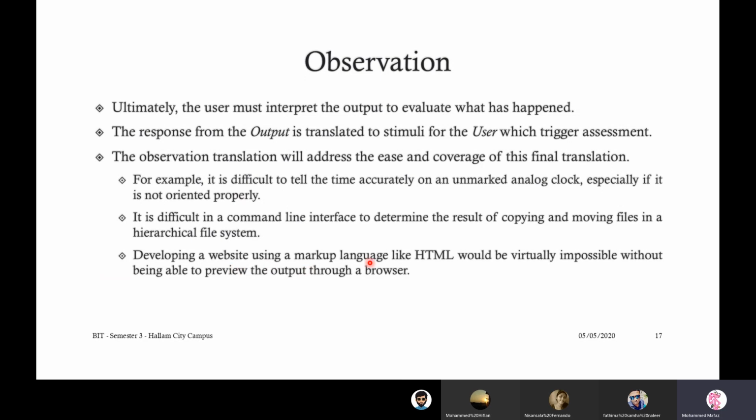Developing a website using a markup language like HTML would be virtually impossible without being able to preview the output through a browser. So think of that. If you are going to design a website, that's why you have these IDEs, integrated development environments. As you design, you are able to see things. That's what we call what you see is what you get, WYSIWYG editors. That means as you drop the components, you are able to see the output.